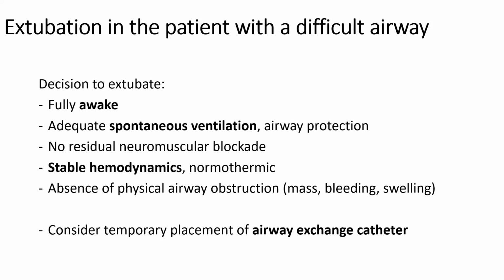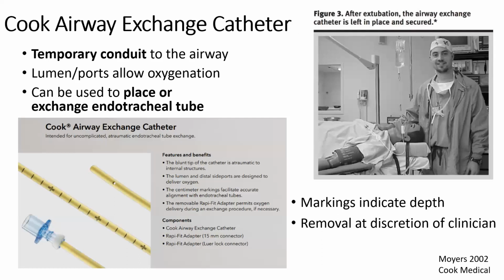And one thing that we do sometimes in somebody who's been difficult, if we're planning to extubate, is temporarily place an airway exchange catheter in the immediate postoperative period. What that looks like, we use the Cook airway exchange catheter quite often, and there's a picture of it here on the bottom left. It's just a thin catheter. It's yellow, it has little markings on it, and it provides us basically a temporary conduit to the airway.